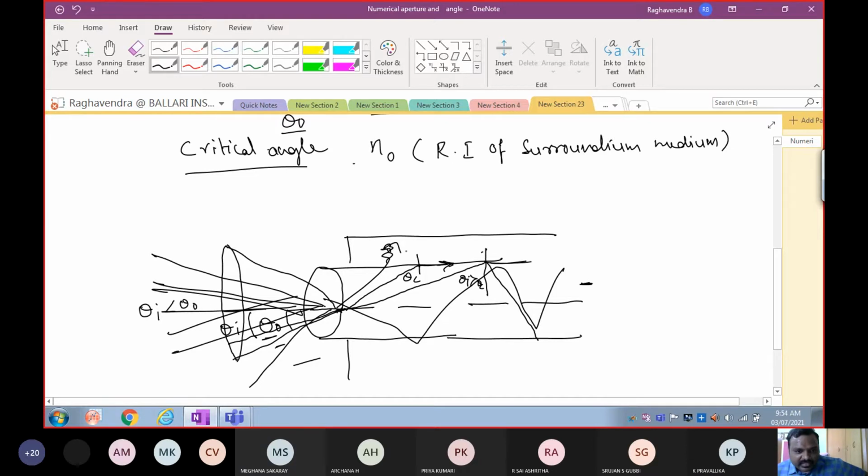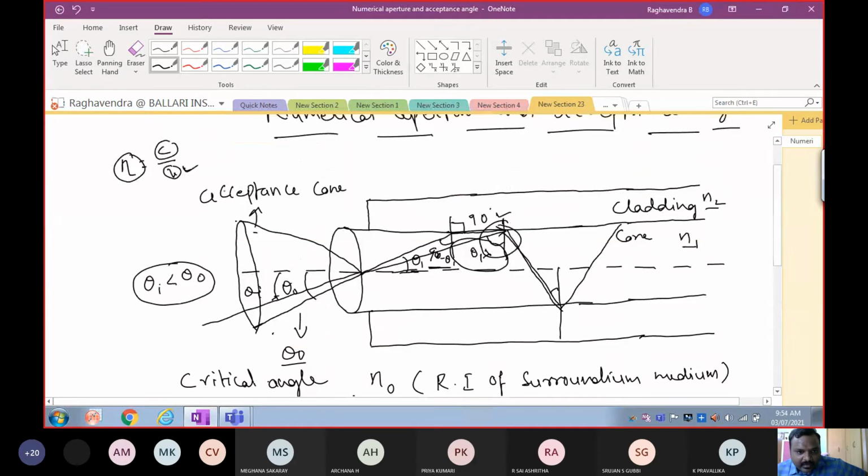Okay. See, the name itself indicates that. The name acceptance cone itself indicates that any ray, if it falls inside the acceptance cone, the optical fiber accepts that ray. If it falls out of the acceptance cone, it will not undergo total internal reflection. It will simply pass through the cladding part of the optical fiber. Understood? Sir, once again, sir. Yes, sir.